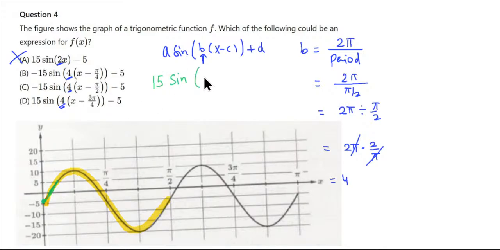So 15 sine, and the b value is 4. I'm not seeing any horizontal shift because it's just starting from c equal to 0. So it's 4x, and the midline is just minus 5, right?